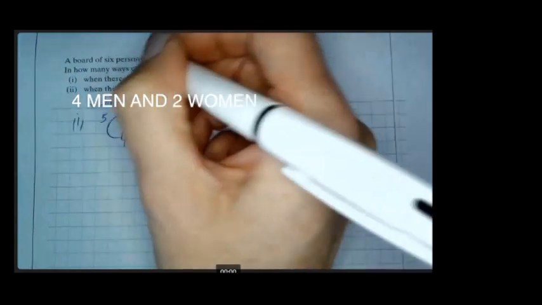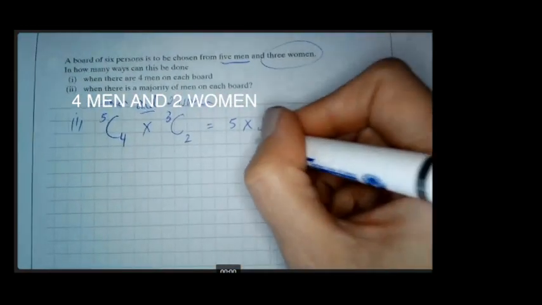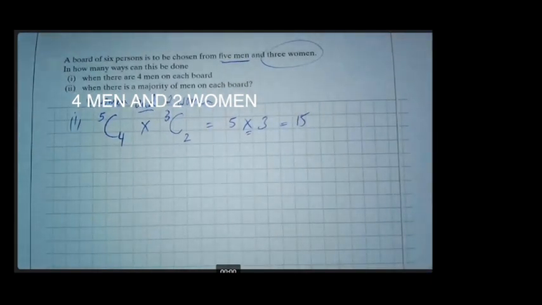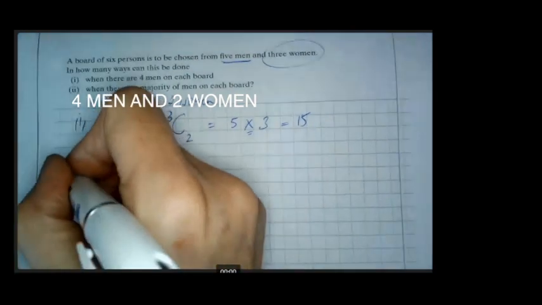So we understand the scenario we have. And of course, the "and" is bringing in multiplication, so 15 ways in total of getting 4 men on the board. Okay, let's have a look at part 2.